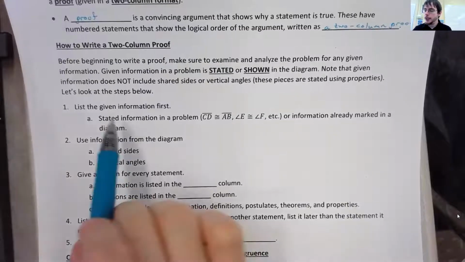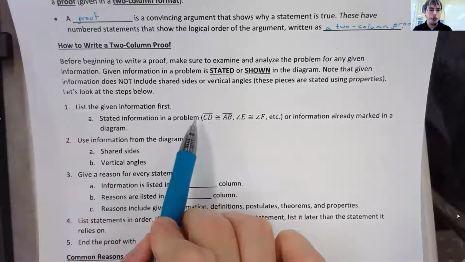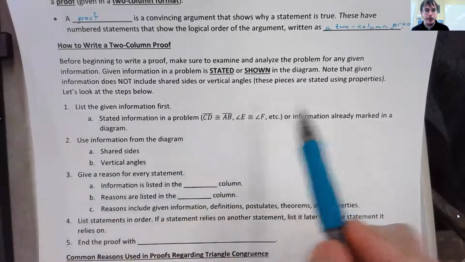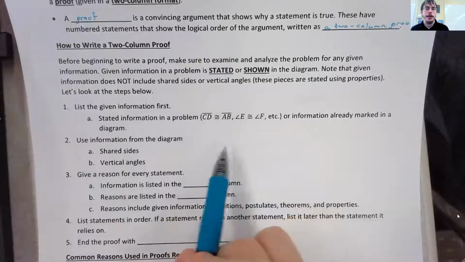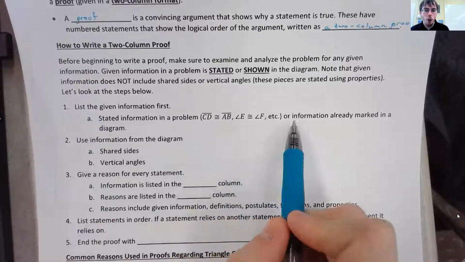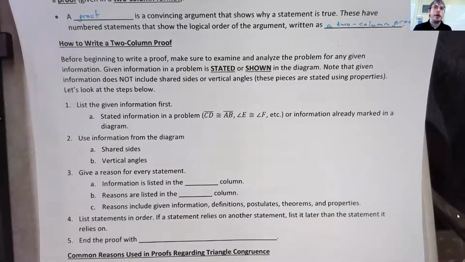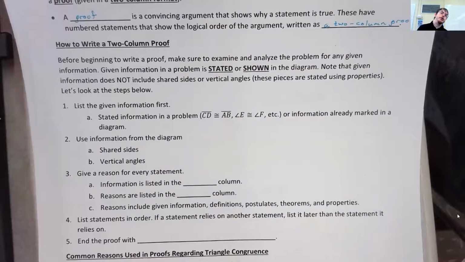Okay, so this could be stated information in a problem. So for example, line segment CD is congruent to line segment AB, angle E is congruent to angle F, etc. Or information that's already marked in a diagram. And remember, you use tick marks, parallel lines, right angles, anything like that.